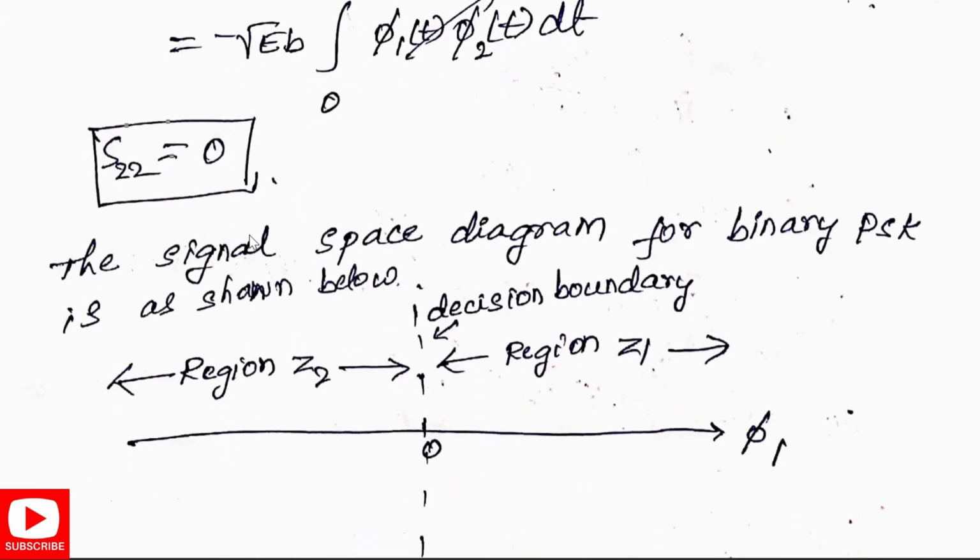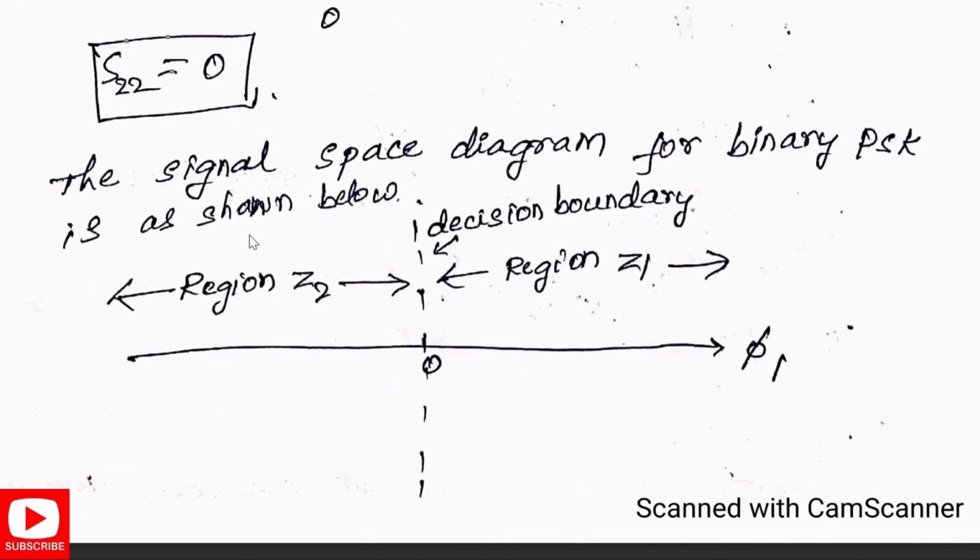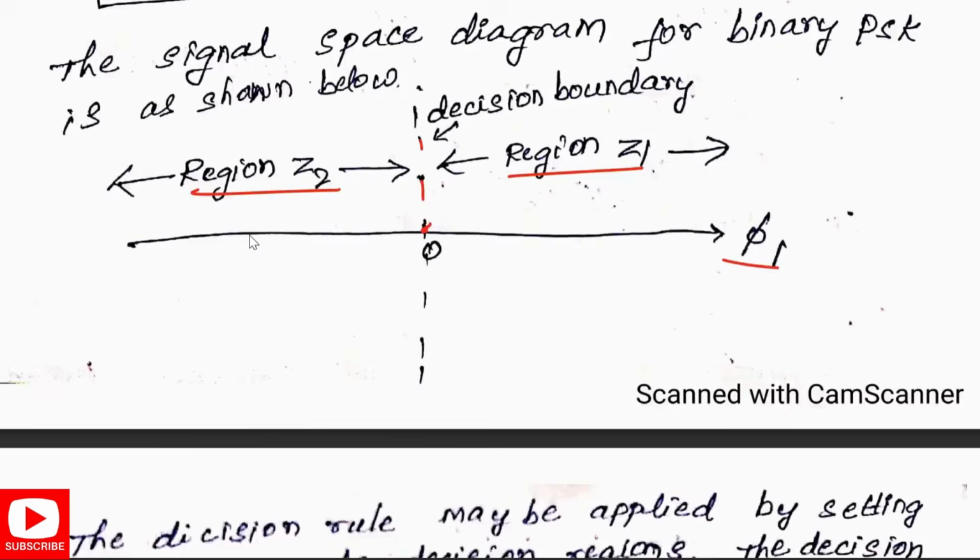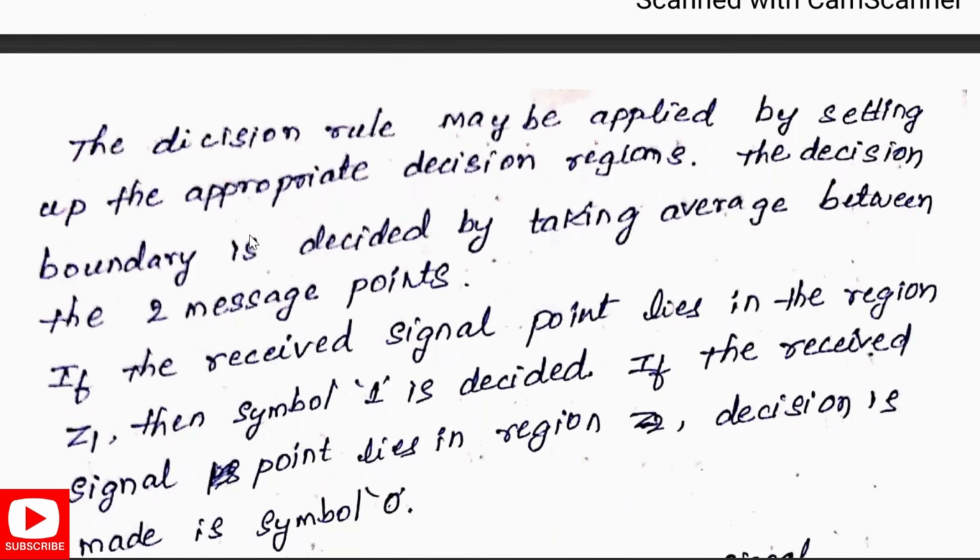So the signal space diagram for BPSK that we have drawn here has this point as the origin. This is the decision boundary that we are considering. This is the region of Z1 and this is the region of Z2 for phi 1. So here, what is the decision rule? It may be applied by setting up an appropriate decision region, as this decision boundary is decided by taking an average between the two message points that we have considered. If the received message lies in the region of Z1, then it is decided as symbol 1. If the received signal point is in the region of Z2, then it is decided as symbol 0. This is how we consider it.